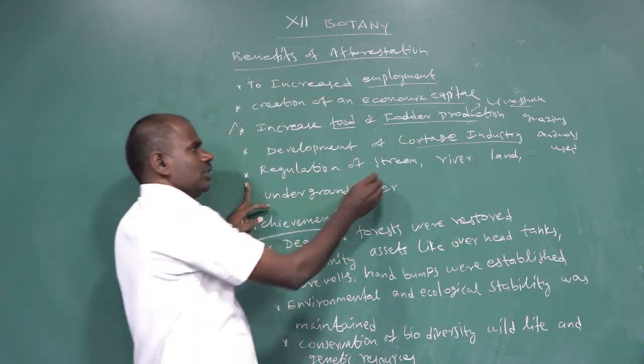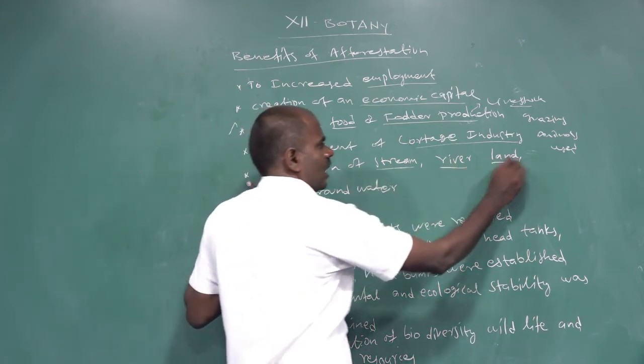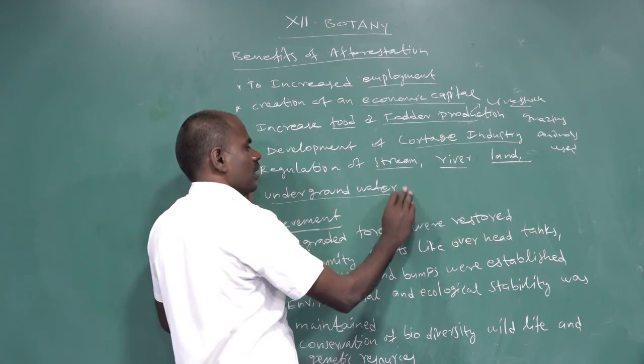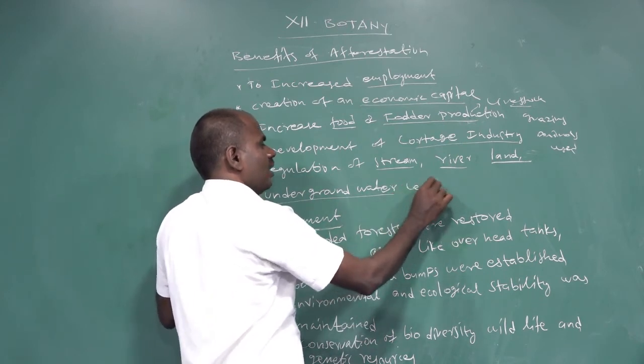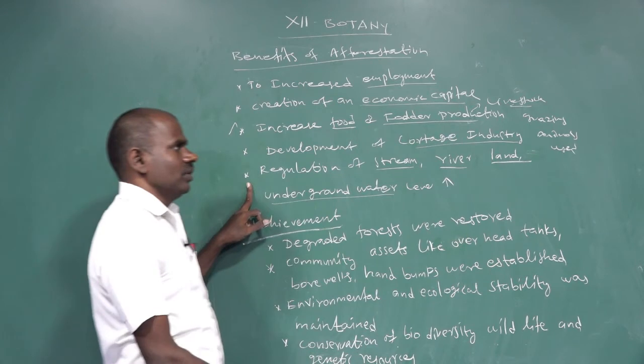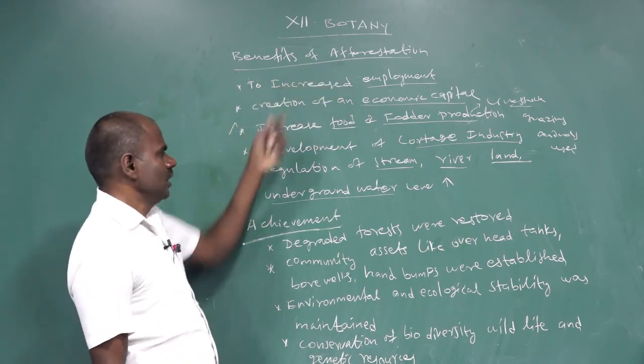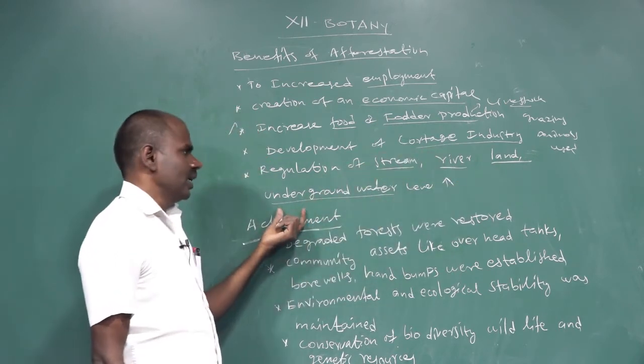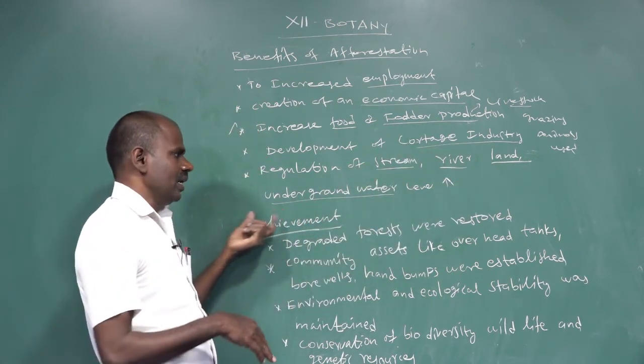The regulation of streams, rivers, land, and underground water tables improves. During the formation of afforestation, the regulation of streams, rivers, land, and underground water level is increased.